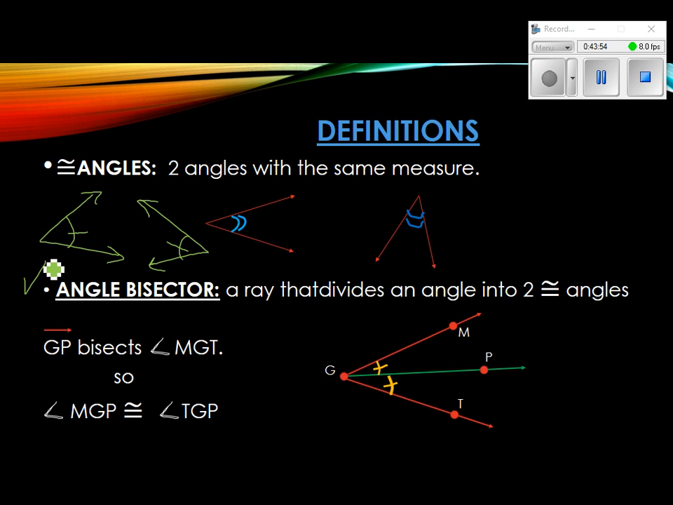Notice how I have these marks. So what's that tell us about those two angles? Somebody name this top angle for me. MGP. Name the bottom angle for me. PGT. What do we know about those two angles? They're congruent.